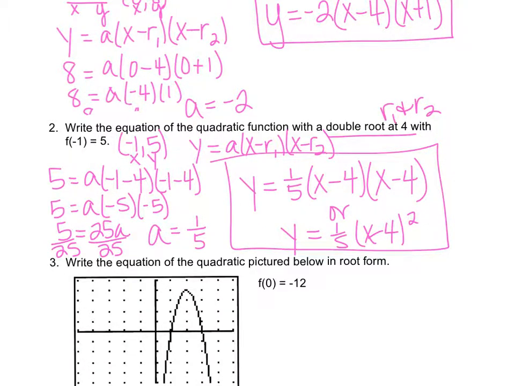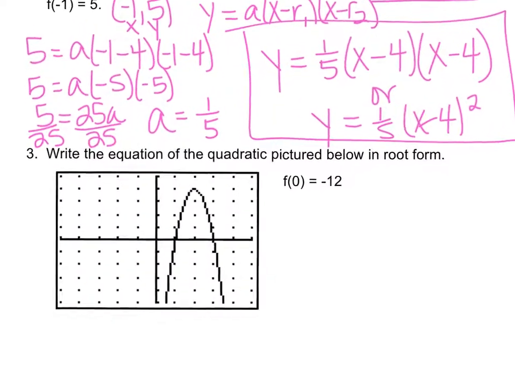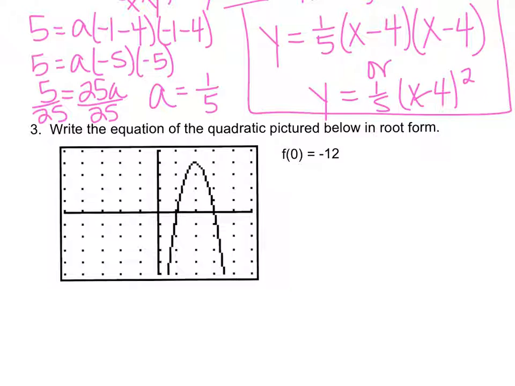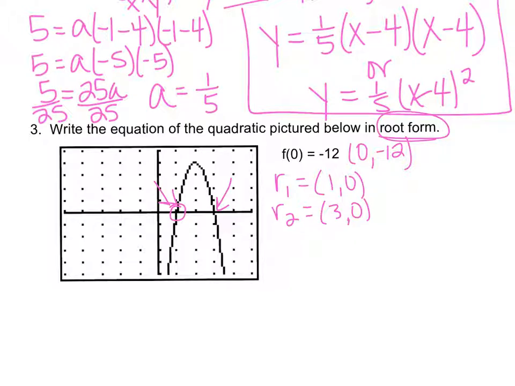All right, let's take a look at number 3. So this time we're given a graph, and we're going to have to find some things from the graph. So it says, write the equation of the quadratic pictured below in root form. If we are wanting to put it in root form, that means we need to find the roots, which are your x-intercepts. So I'm given a point again at (0, -12). R1 would be 1, and then R2 would be 3. All right, so we're going to plug into root form.